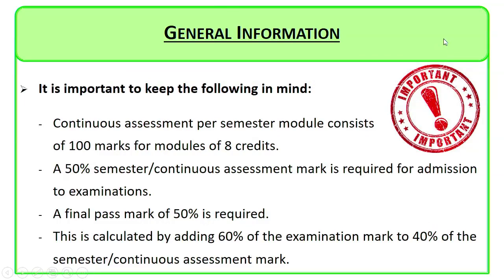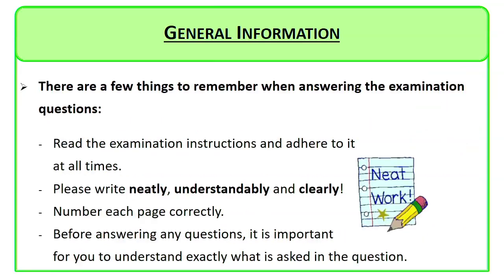General information. It is important to keep the following in mind. Continuous assessment per semester module consists of 100 marks for modules of 8 credits. A 50% semester or continuous assessment mark is required for admission to examinations. A final pass mark of 50% is required. This is calculated by adding 60% of the examination mark to 40% of the semester or continuous assessment mark.